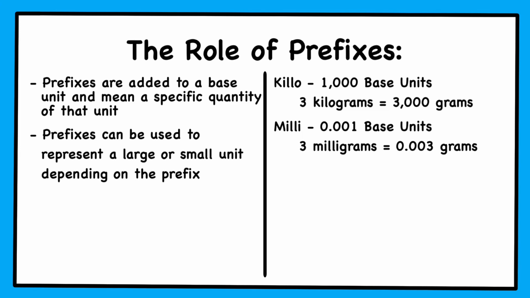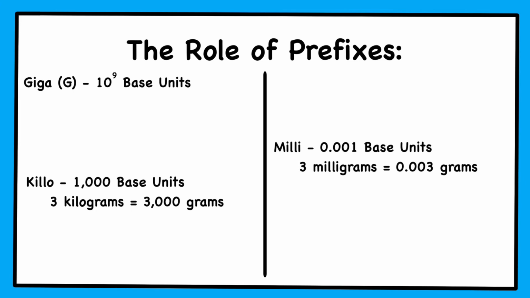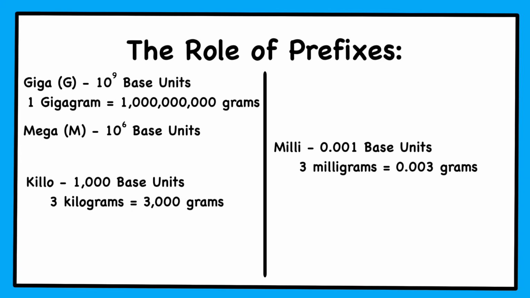Here's a list of prefixes we use in this class. The prefix giga is represented by the uppercase G and means 10 to the 9th, or a billion. So 1 gigagram is 1 billion grams. Our next prefix is mega, which has an uppercase M for short. It represents 10 to the 6th, or 1 million. So 1 megameter is 1 million meters.